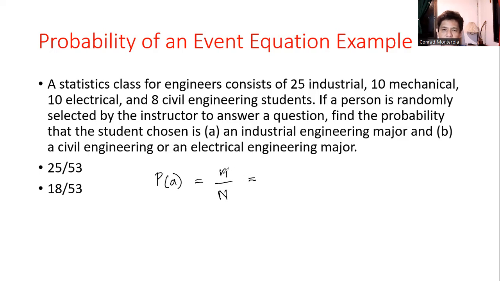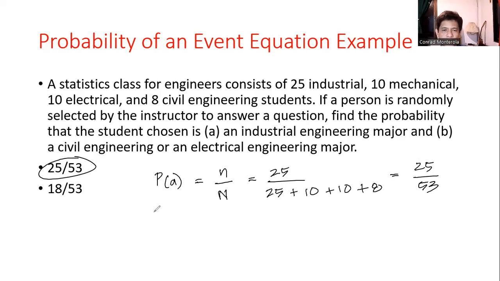So small letter n is the number of outcomes that corresponds to a particular event, ano? So industrial engineering. So how many industrial engineering majors do we have? 25. So that would be 25. And then what is the total number of students? So we just add all the students. Ano? 25 plus 10 mechanical, 10 electrical, plus 8. Okay? So this is 45 plus 8. This is 53. Ano? So we have 25 over 53.